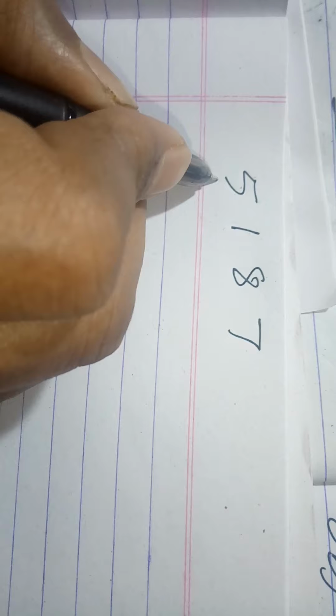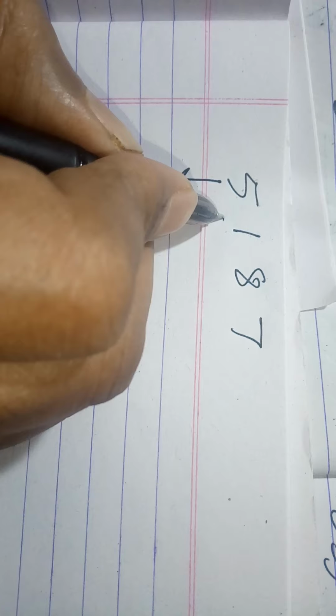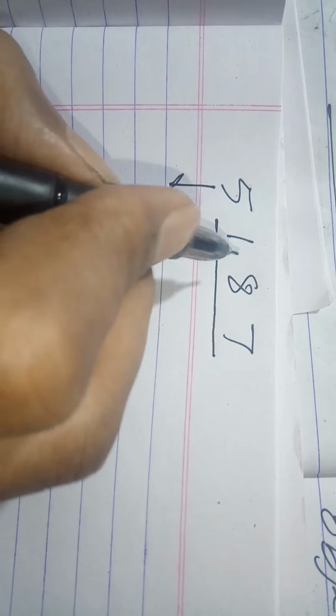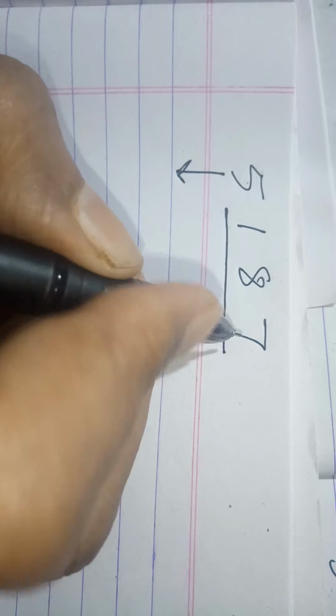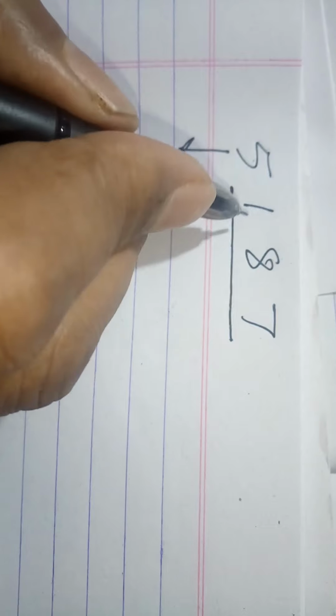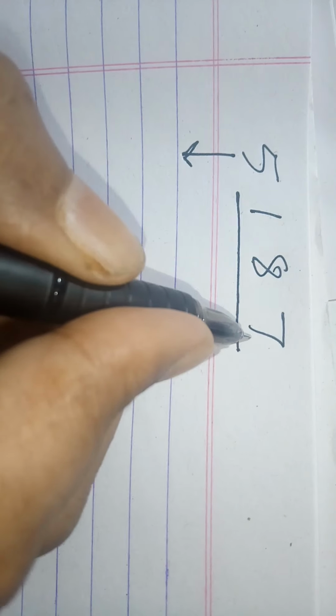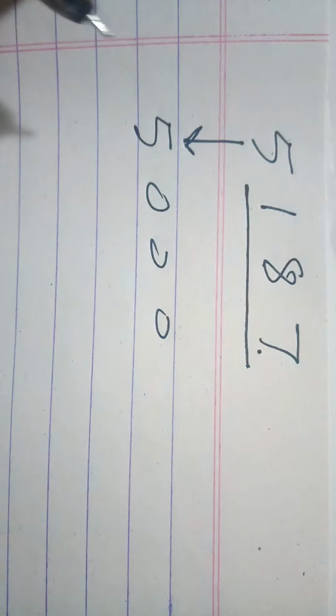5,187. Nearest to the 1000 place. So we mark an arrow on the 1000 place and see after this. This is 187. 1 से लेकर 499 तक जीरो लेना है और 500 से 999 तक 1000 लेना है. This is 187, so it will be 0. 5000 plus 0 is 5000. So we will write here 5000.